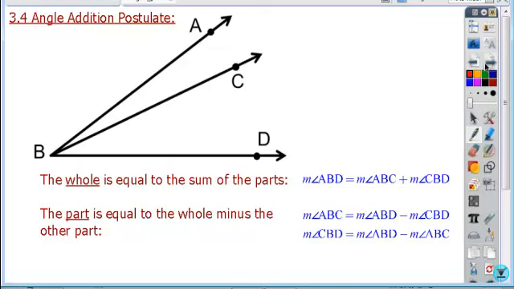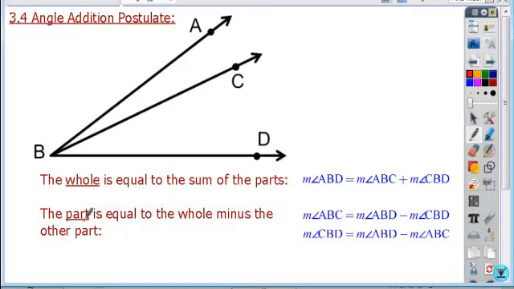3.4 introduces the angle addition postulate. The angle addition postulate is almost identical to the segment addition postulate in what it stands for, and that is that the whole is equal to the sum of the parts. Okay? And a reinterpretation of that is that an individual part is equal to the whole minus the other part.